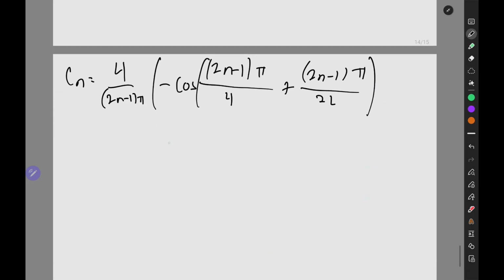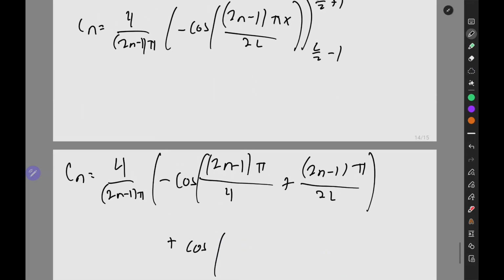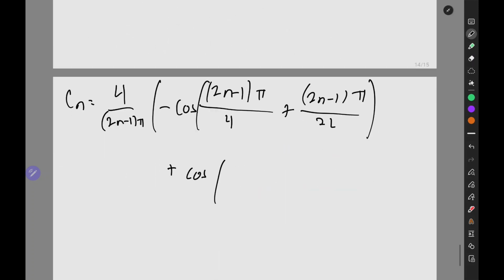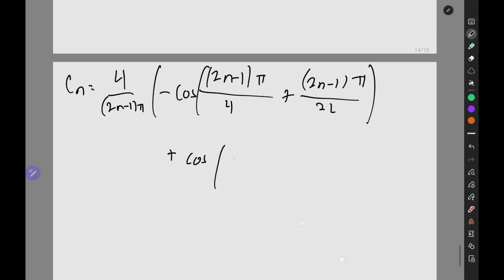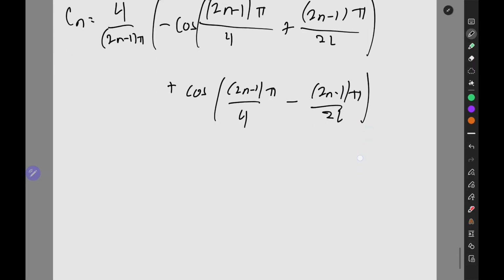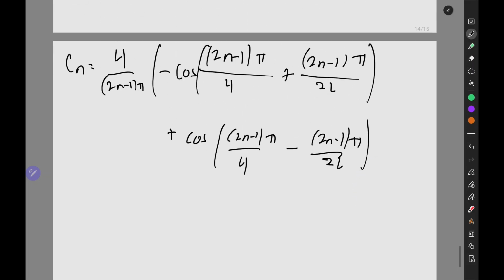Then we have plus cosine. It's the same thing but minus 1. Oh wait, minus minus is a plus, yeah. Okay, we're good. 2n minus 1 times pi over 4. This is minus instead. Now, I'm going to write something down here.